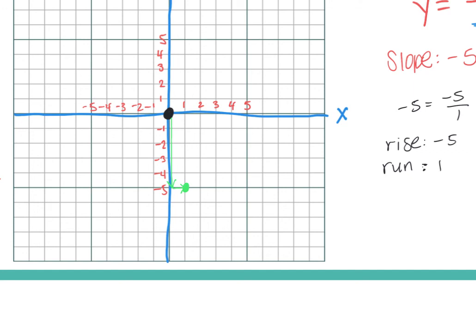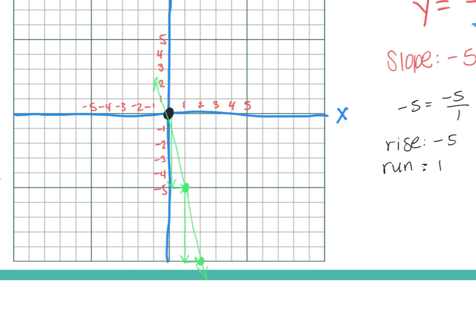Okay, so we know that our slope is negative 5, rise negative 5, run 1. So we went down 5 and then to the right 1. We're going to do that again, and then we'll have 3 points and we can just draw a line through them. So let's go down 5 units, 1, 2, 3, 4, 5, right at the edge of our graph, and then over 1 unit. Here's our third point. And we just draw a line connecting all of those.